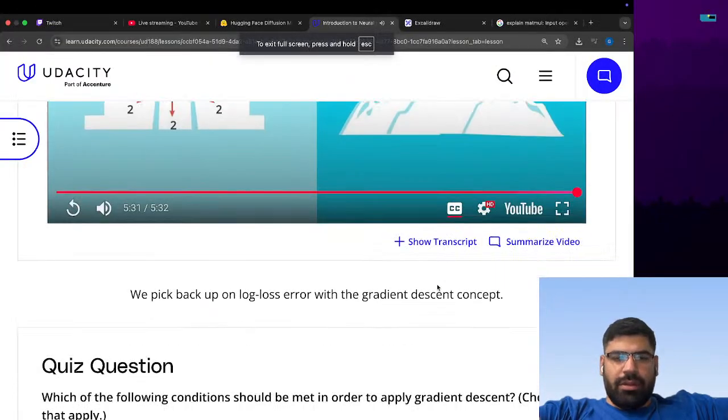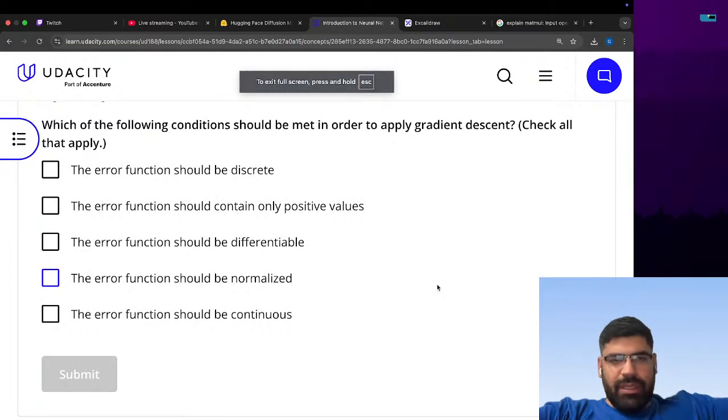Okay, so let's see. I think this is what we'll do. Then tomorrow we'll take care of the error function.